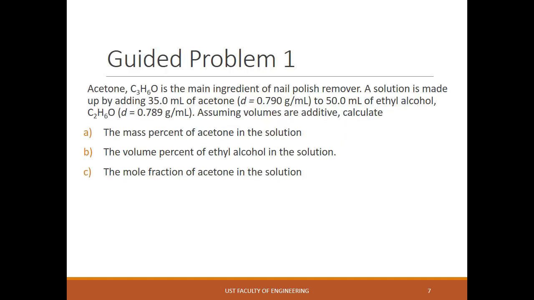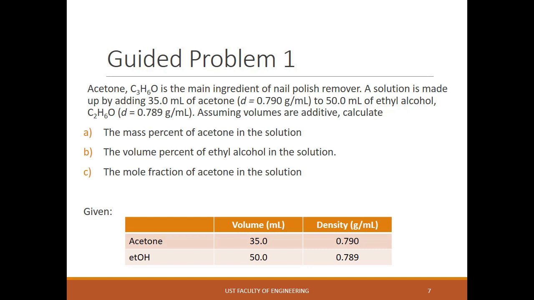For our first sample problem, we are asked to determine the mass percentage of the acetone in the solution, the volume percent of ethyl alcohol, and the mole fraction of acetone in the solution, when 35 ml of acetone, given by C3H6O with density of 0.790 grams per ml, is added to 50 ml of ethyl alcohol, given by C2H6O with density of 0.789 grams per ml. The summary of the givens is shown in the table below. The volumes and densities of each of the components are listed accordingly.